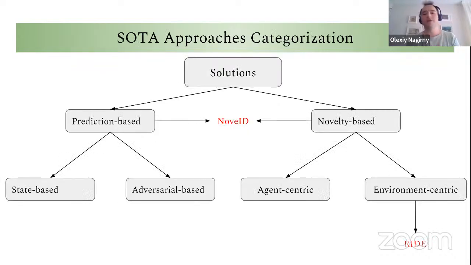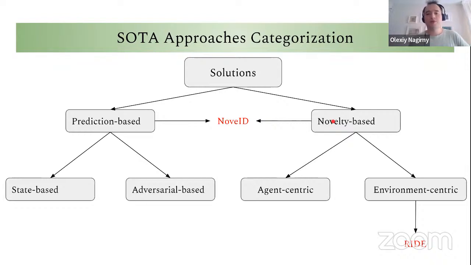This is the categorization which we approached when we reviewed these approaches. First of all, we have this division between prediction-based and novelty-based methods. It also has its correspondent in the behavioral sciences, but the most important distinction here is that prediction-based approaches imply creating a model which is responsible for predicting some part of the transition dynamics. Hence, we generate intrinsic reward based on these predictions.